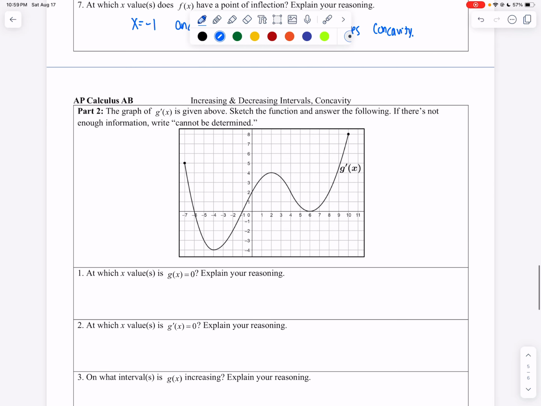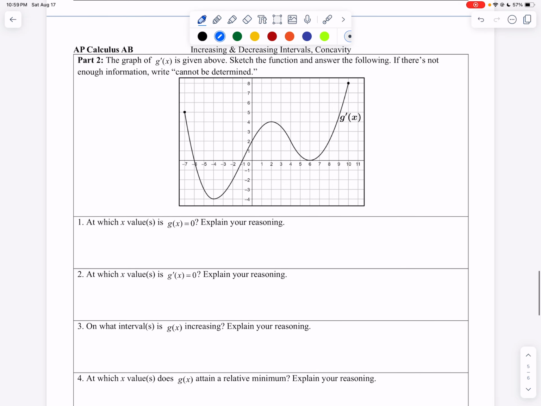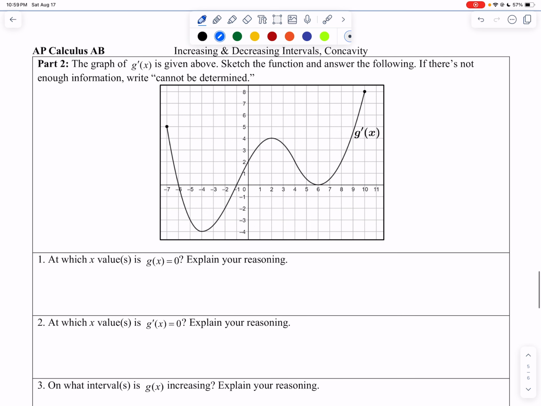Well, this time, what if I give you the same graph, except we have g prime of x? So for number one, we want to see at which x value g of x is equal to 0. Unfortunately, we don't really have information on when g of x is equal to 0. We're only given the derivative, so here, it can't be determined.